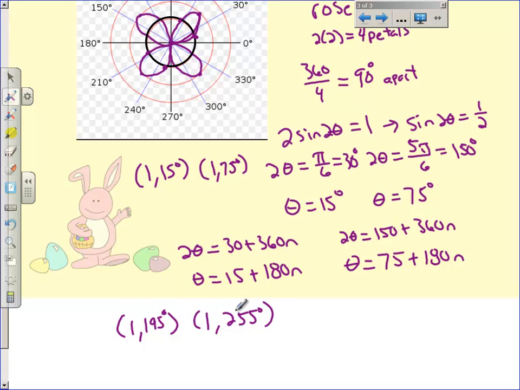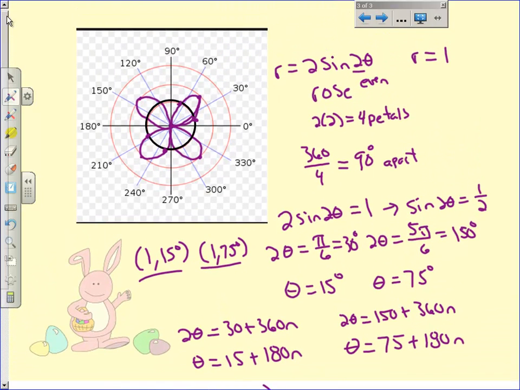Well, let's see what happens if I add 180 again. If I add 180 to 195, I get 375. 375 is coterminal with 15 degrees, and I get back to this point. And if I keep adding 180, I'm only going to get these 4 points of intersection: 1, 2, 3, 4. But I know that I have 8. And you can add 360, subtract 360, or add 180 and subtract 180, and you're never going to get these other 4 with these 2 equations.